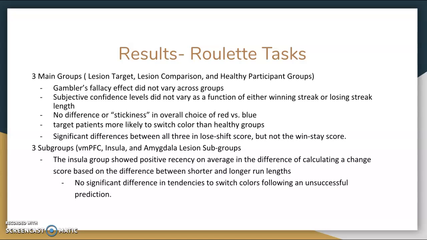Target patients were more likely to switch color than healthy groups, and significant differences were seen between all three groups in lose-shift score, but those differences were not seen in the win-stay score. When looking at the three subgroups, the insula group showed positive recency on average, calculating a change score based on the difference between shorter and longer run lengths. This indicated no significant difference in tendencies to switch colors following an unsuccessful prediction.